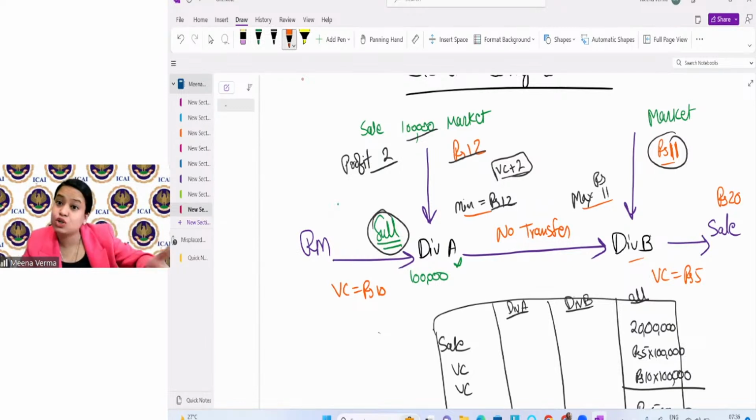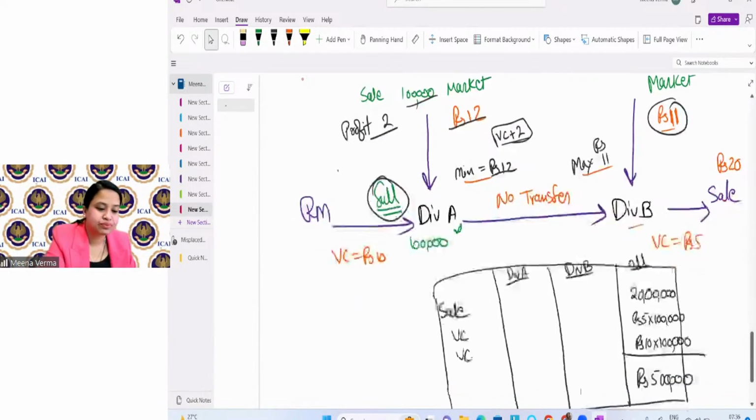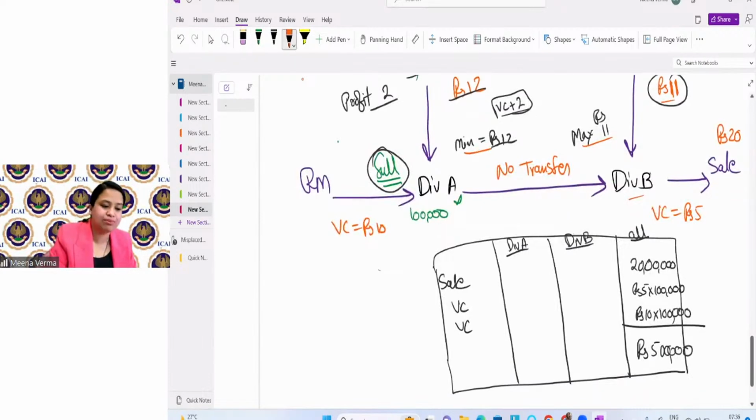Now look, this is good for the company overall if no transfer takes place here. I will show you how this is good for the company. For goal congruence, this is the best decision. I will show you how. See, in this scenario, what will happen? Division B is selling the goods at rupees 12 in the outside market, and they're incurring the variable cost of rupees 10.